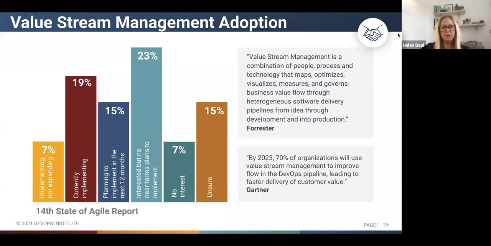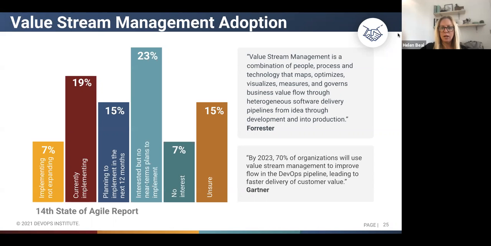You're also seeing the 14th State of Agile report here that was saying, this was from 2020, I think we're getting the 15th one quite soon, that 23% were interested, 15% were planning to implement, but 19% were currently implementing and 7% had implemented. So about a quarter of the market either implementing or had implemented. And some unsure people out there as well. Again, nearly a quarter, no, not interested or unsure about it. So that leaves about half sort of thinking about it.